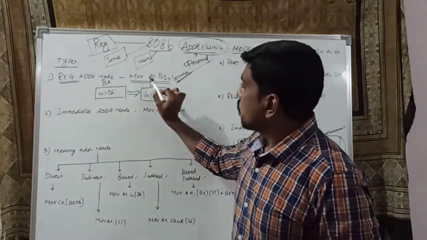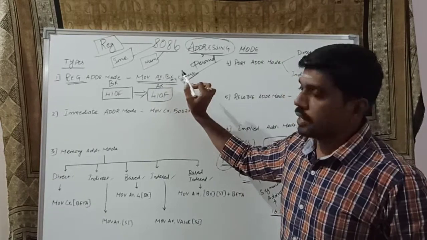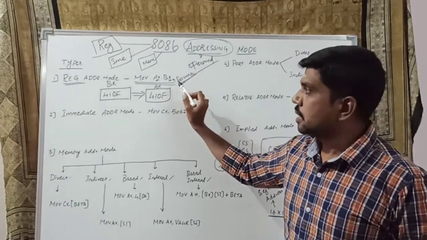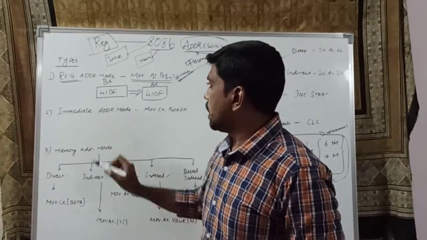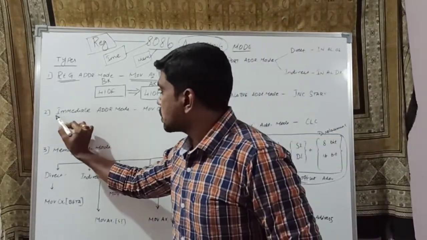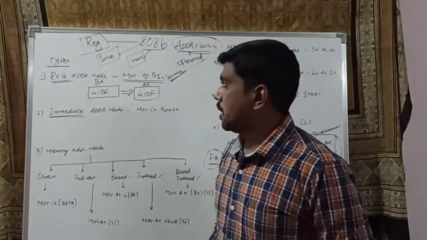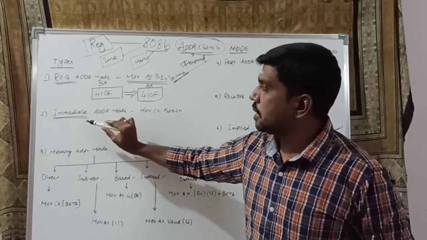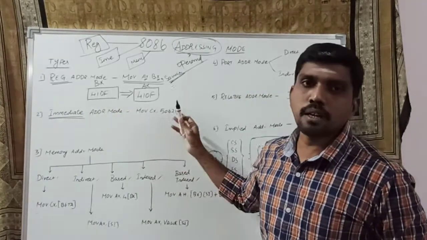So register addressing mode only involves registers, not data and not an address location. The second type of addressing mode is immediate addressing mode. In the instruction itself, the immediate is passed. What is the meaning of immediate? In this instruction, you directly pass the data.